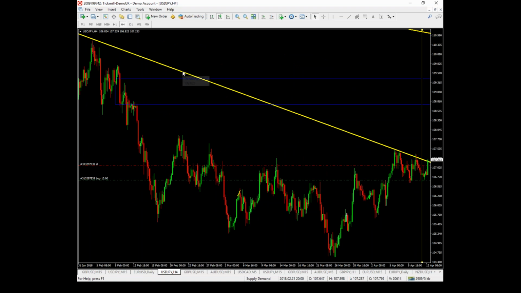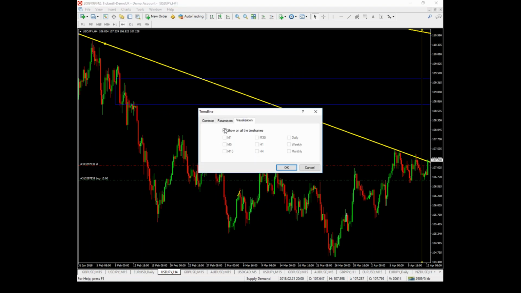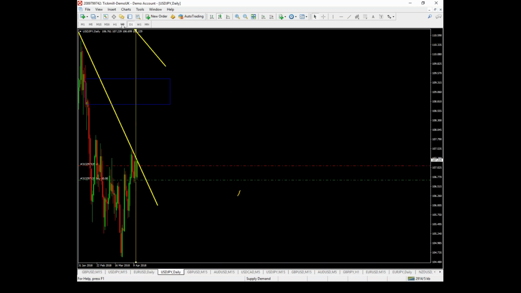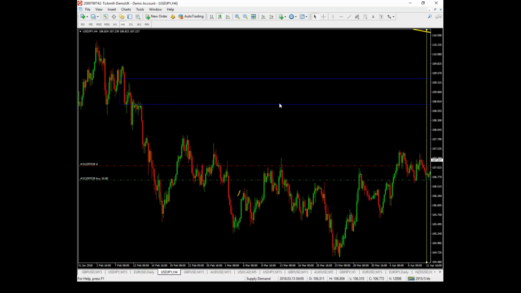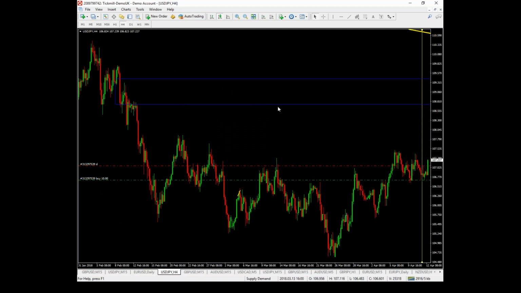Now if these lines get in the way, you can go here, visualization, and just show it in the daily. If I do that, now it's not there. Switch to daily, it's there. Switch off, it's not. So just to free it up a little bit, you can change the colors and so forth. So let's draw some more lines and see what we're looking at here.